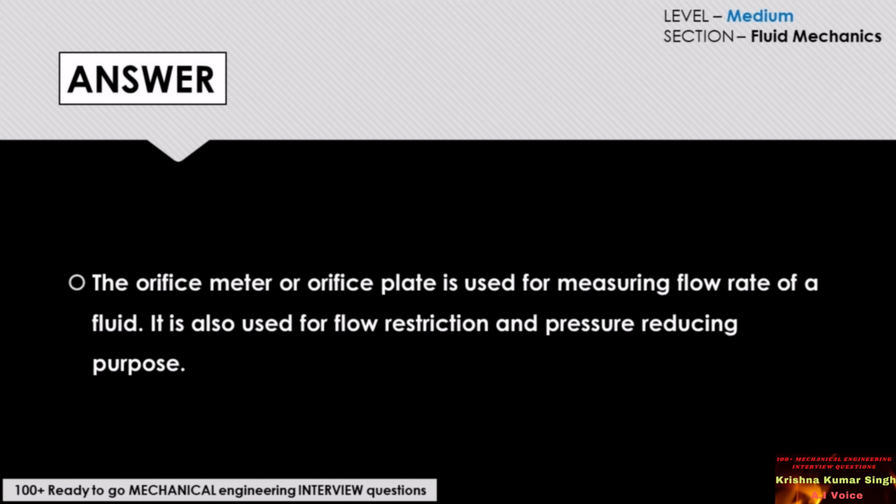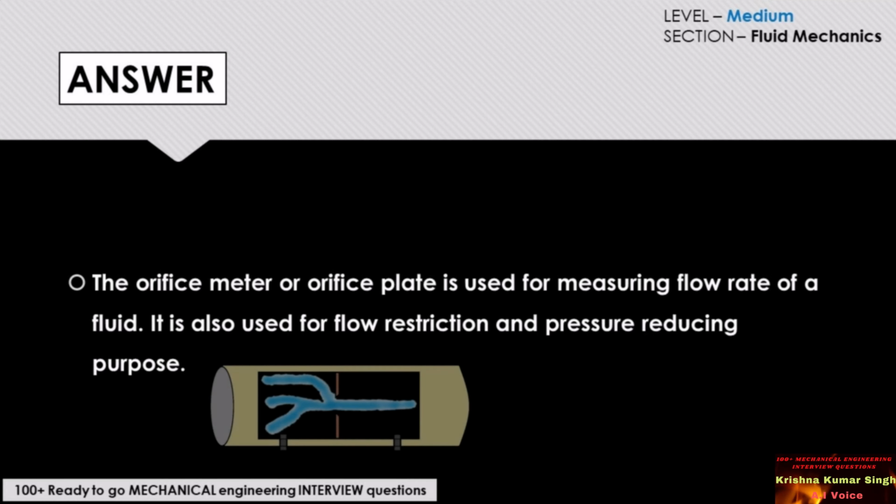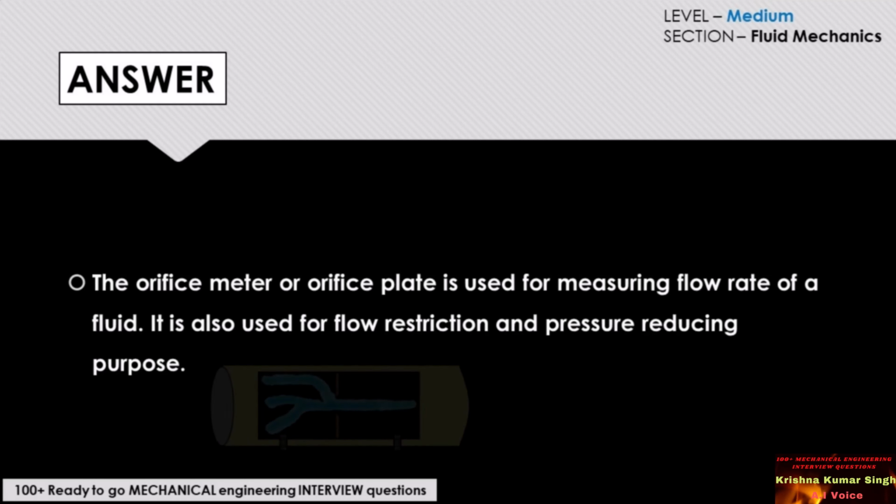The answer to this question would be: the orifice meter or orifice plate is used for measuring the flow rate of a fluid. It is also used for flow restriction and pressure reducing purposes.